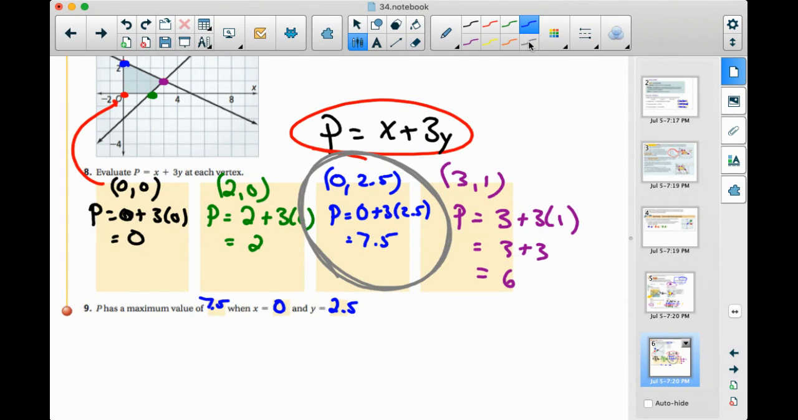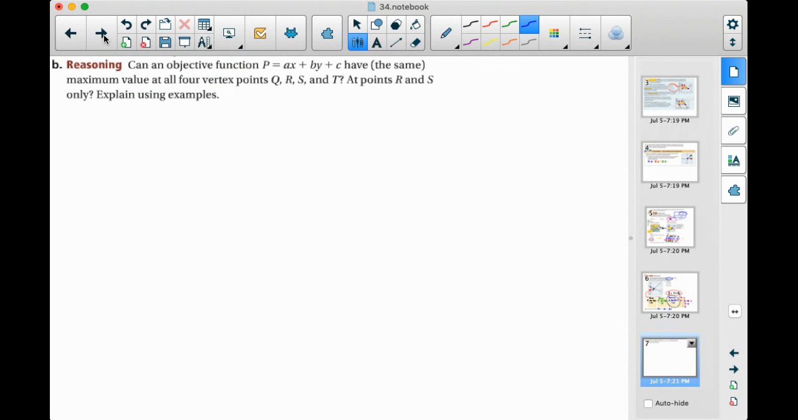We know how to do this, but now let's look at an example of a real-world application. Actually, before that, let's answer one more question. Can an objective function p equals ax plus by plus c have the same maximum value at all 4 vertex points, q, r, s, and t? All right, is that possible? Yes. Yes, it is. Okay, at points r and s only. Explain using examples. So how about this example right here?